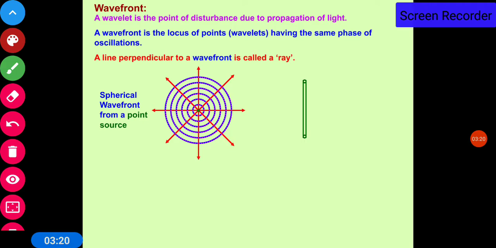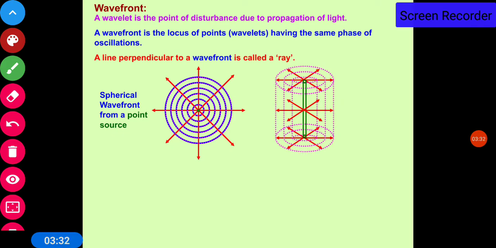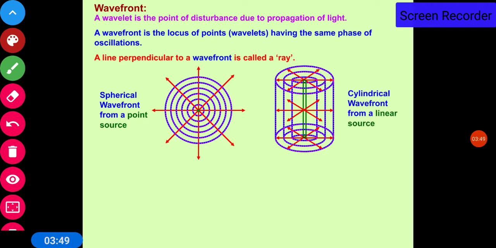Now let us see the shape of the wavefront for a cylindrical source. This is a cylindrical source. From this source, the light is traveling in all directions. So the locus of all the points having the same phase is of the shape of a cylinder. So from the cylindrical source, or the linear source, a cylindrical wavefront is obtained. Instead of cylindrical source, I must use the words linear source. So from a linear source, a cylindrical wavefront is produced.